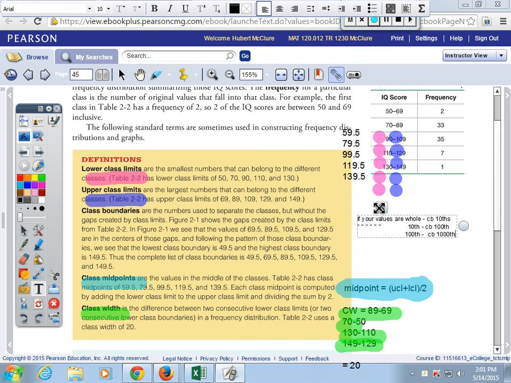Now you need to remember that because usually if you go to the tenths, it's going to be 0.5. If you go to the hundredth, it's going to be 0.05. And the thousandth is like 0.005 or something like that.